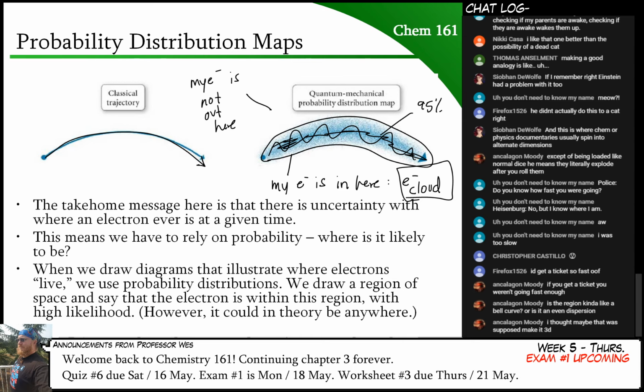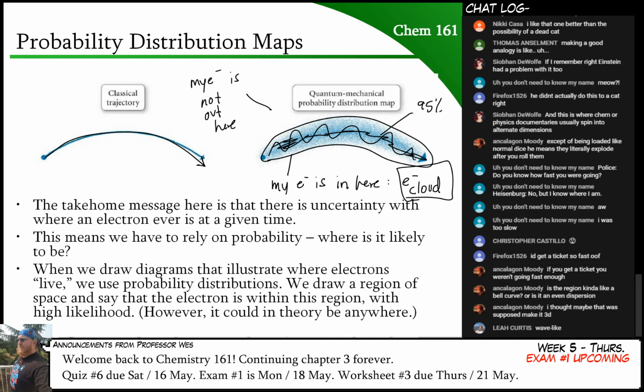No, the darker color is actually just, it is more likely to be there. Each of those little pixels is a dot that represents, hey, I found an electron here when I did this experiment. And wave-like is proper, yeah.